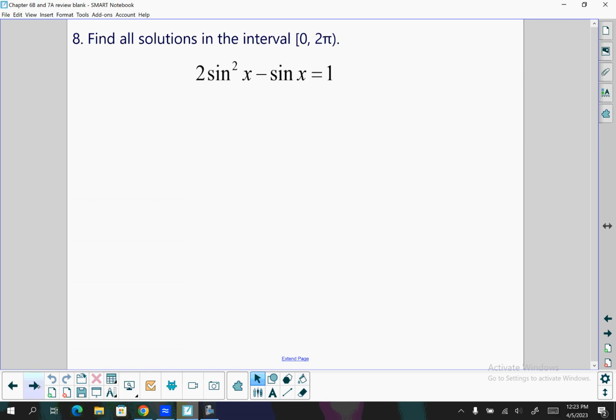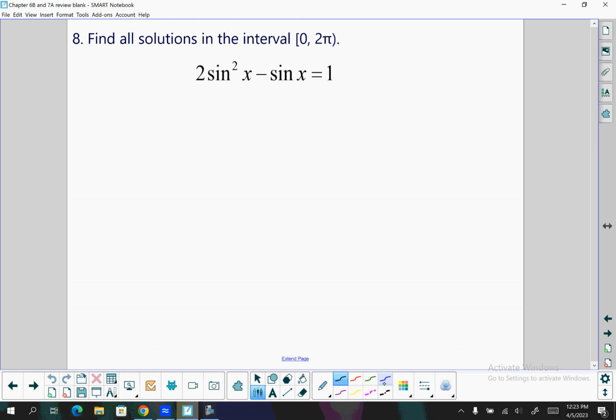Okay, so let's see if we can get through it. Find all solutions on the interval 0 to 2 pi. All right, what strategy could I use here? What would you do? But 2 sine squared is not a formula. 2 sine squared, if it was a -1, would be a double angle. But remember, we're not using any, you're going to make it more complicated if you use double angles.